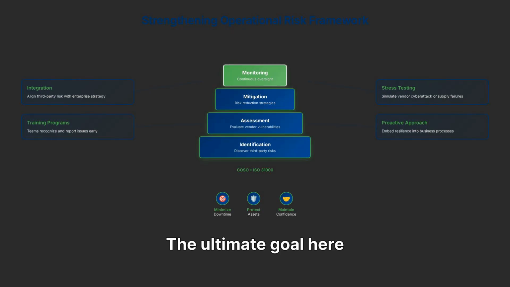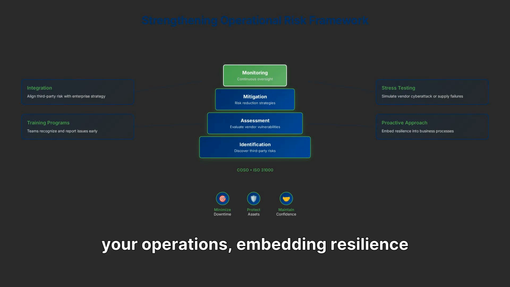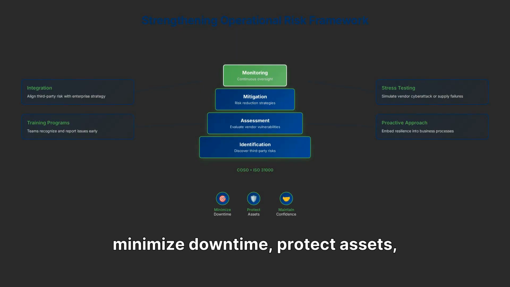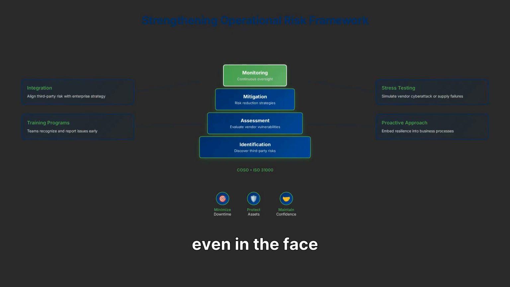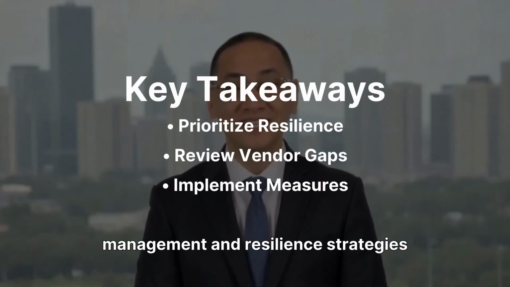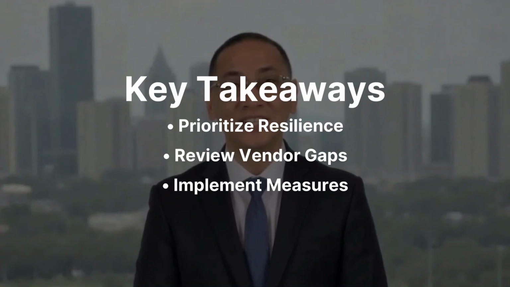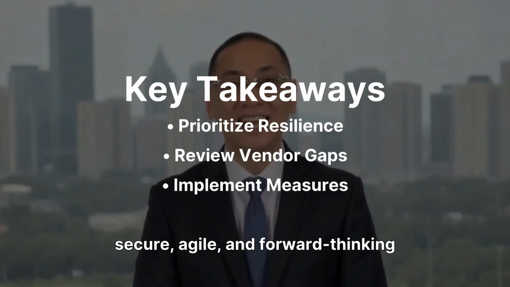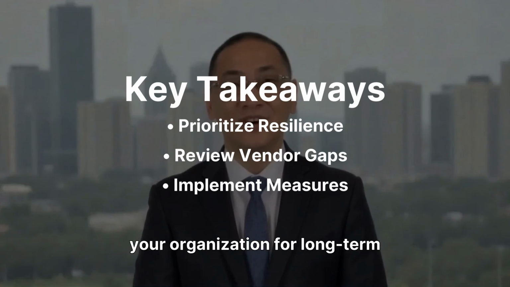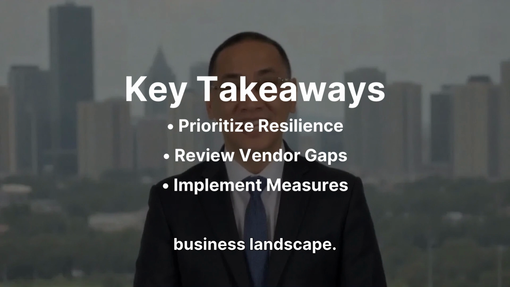The ultimate goal here is not merely to react to disruptions after they occur, which can be costly and chaotic, but to proactively fortify your operations, embedding resilience into every layer of your business processes to minimize downtime, protect assets, and maintain stakeholder confidence even in the face of unforeseen challenges. By prioritizing third-party risk management and resilience strategies, as we've discussed, you can construct a more secure, agile, and forward-thinking operational framework that positions your organization for long-term success in a complex business landscape.